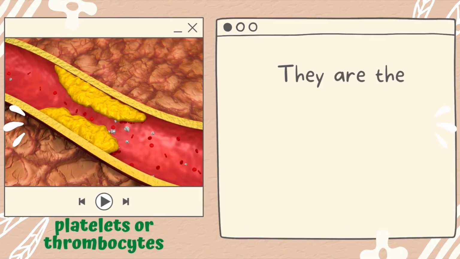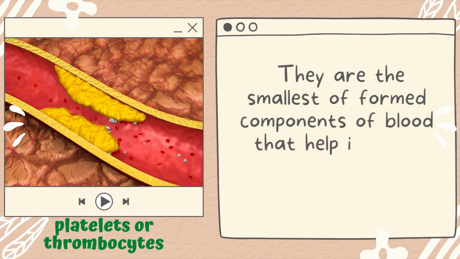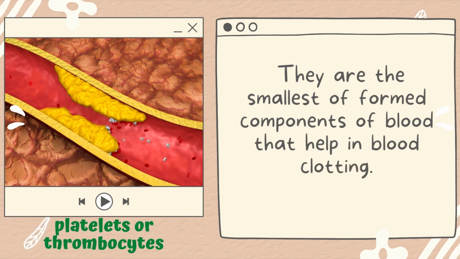The last formed components are the platelets or thrombocytes. They are the smallest of the formed components of blood that help in blood clotting.